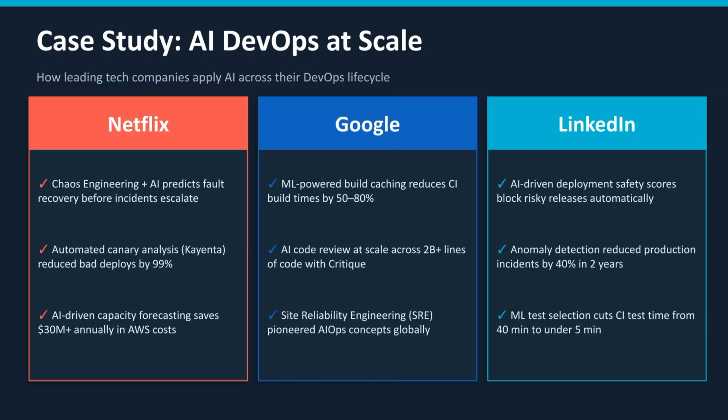Leading tech companies demonstrate AI at scale. Netflix uses AI for chaos engineering and capacity forecasting, saving over $30 million annually. Google leverages ML for build caching and code review, and LinkedIn uses AI safety scores to block risky releases.